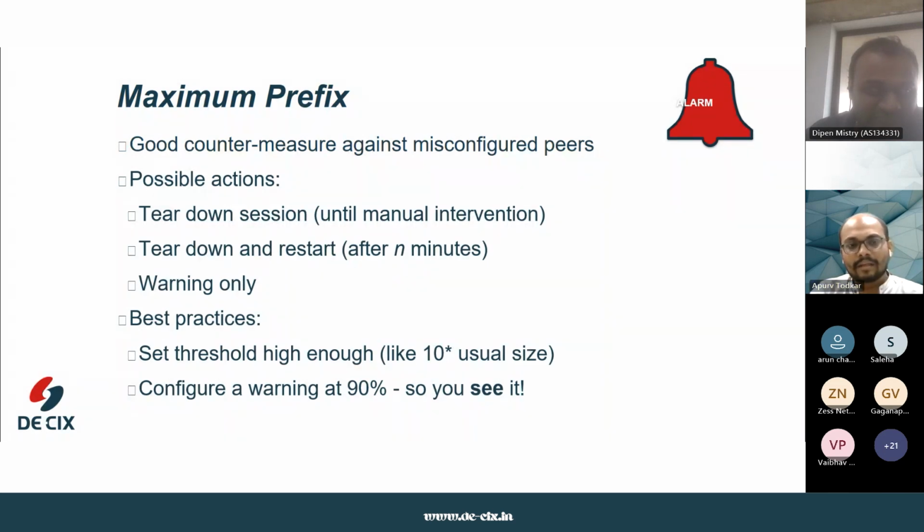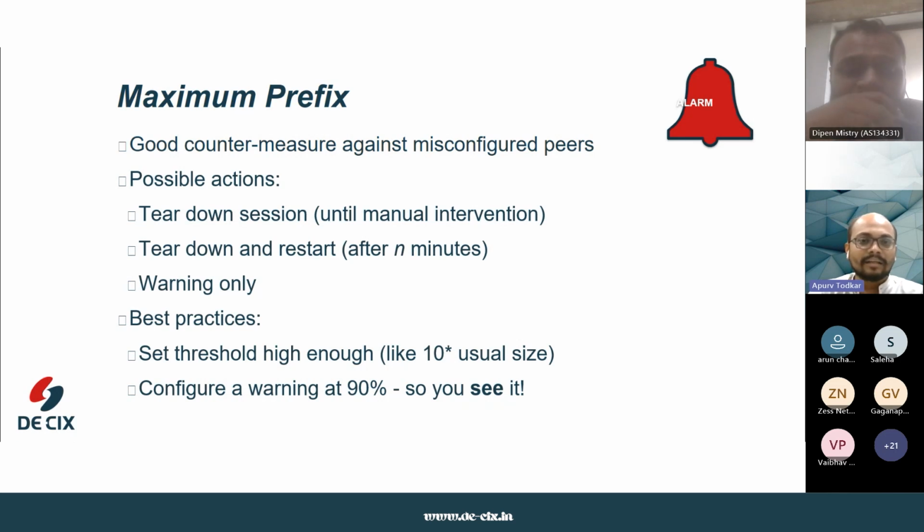When a maximum prefix limit is exceeded, the router takes several actions. The first option is to tear down the session manually. So the BGP session shuts down unless you manually restart it. This is actually not ideal, especially during off hours. So the preferable option is to configure a value to tear down the session with an auto restart functionality.